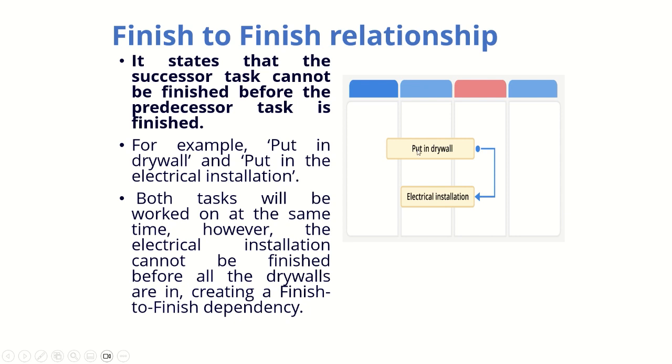So you have to finish this task in order for your successor task to be finished. But you don't have to wait for this one to start this one. You can start putting in the drywall from one side, and you can even start the electrical installation from one side. But you can finish the electrical installation completely only if you finish putting in the drywall, right? The electrical installation cannot be finished unless you finish this task. So that is nothing but finish to finish dependency.